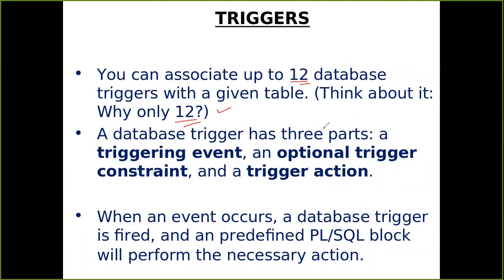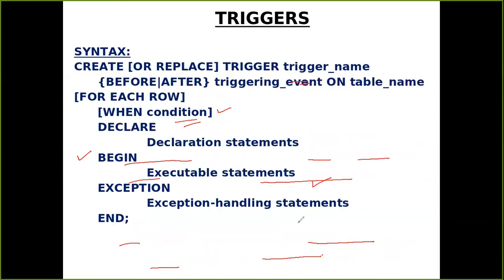Then a database trigger has three parts. One is the triggering event, another is the optional trigger constraint, and the third is the trigger action. First of all, it will look for the event. If that event happens, then it will trigger some action. So three parts are there: event, constraint, and action. We will cover them one by one. When an event occurs, the database trigger is fired, and a predefined PL/SQL block will perform the necessary action. So that is how it all happens.